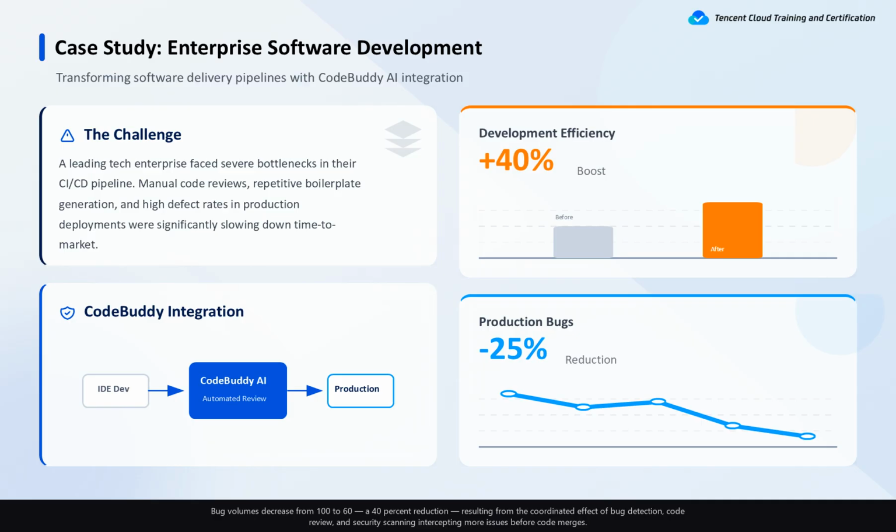Bug volumes decrease from 100 to 60, a 40% reduction, resulting from the coordinated effect of bug detection, code review, and security scanning intercepting more issues before code merges. Notably, junior developer code quality improvement is particularly pronounced after CodeBuddy introduction. AI assistance effectively provides every new team member with an experienced code review partner delivering continuous real-time quality feedback, accelerating their technical development curve. These quantified ROI figures provide technology decision-makers with direct empirical evidence for evaluating tool adoption.